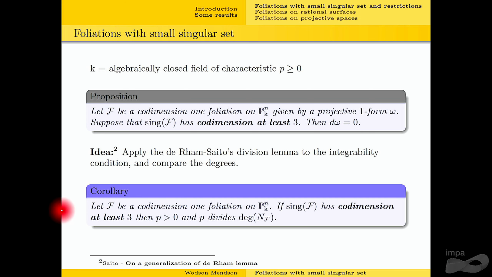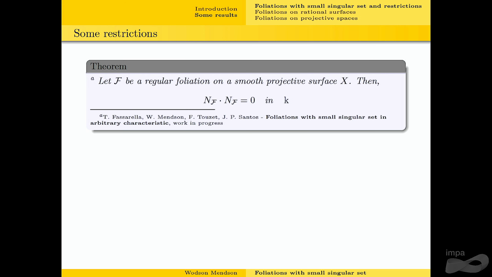As a corollary, we have this. You take a codimension 1 foliation on P^n. If the singular set has codimension at least 3, then p is positive, and p divides the degree of the normal bundle. We also have some restrictions when we look at foliations that have a small singular set. So for surfaces, we have this theorem. You take a regular foliation on a smooth projective surface X, and then the self-intersection of the normal bundle is 0 in the base field.